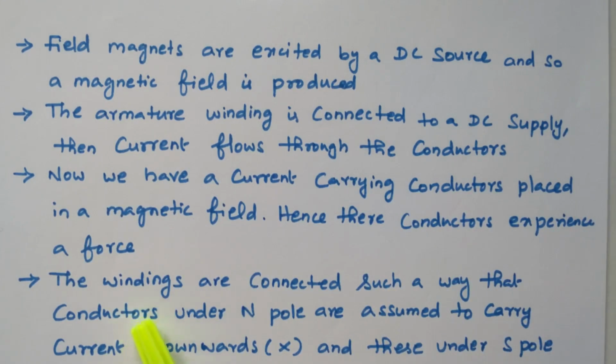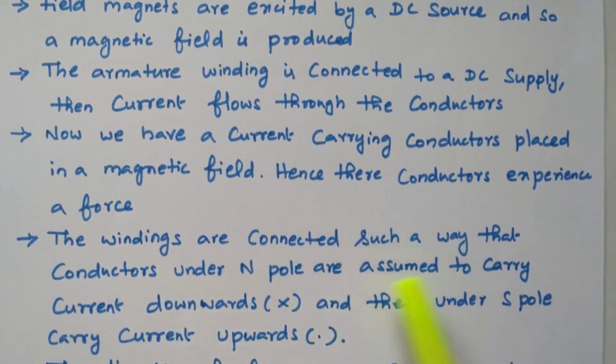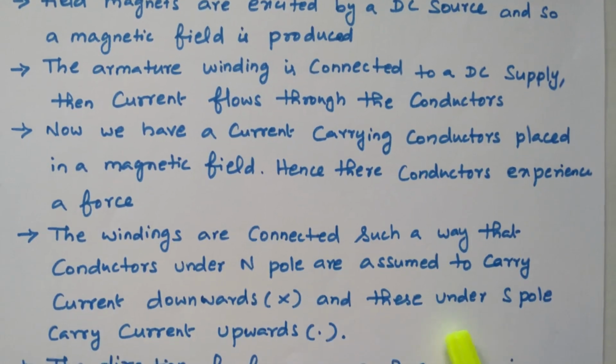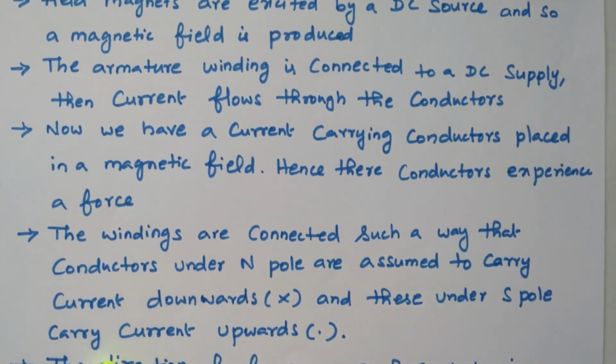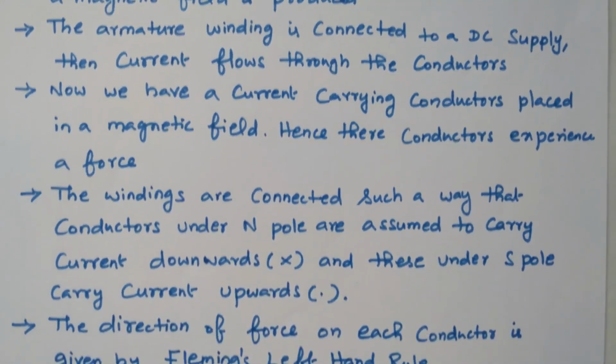The windings are connected in such a way that conductors under the N pole are assumed to carry the current downwards and the conductors under the S pole carry the current upwards. So the current will be upward and downward in alternate coils, so that we can produce N pole and S pole alternately, in order to go for the attraction and repulsion principle, right.